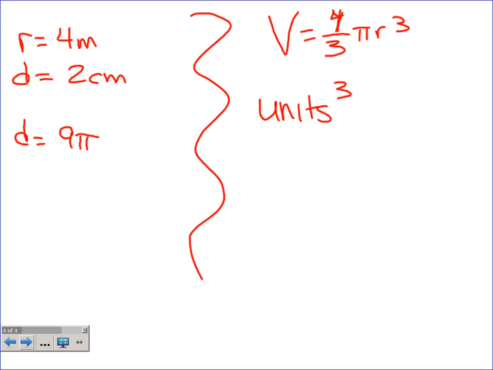Their units are always going to be cubed. For volume, your units are always cubed. Okay? And your diameter is always twice your radius, or your radius is your diameter divided by 2. Okay? Always remember those things. There's just some tips for you as we're working on this.